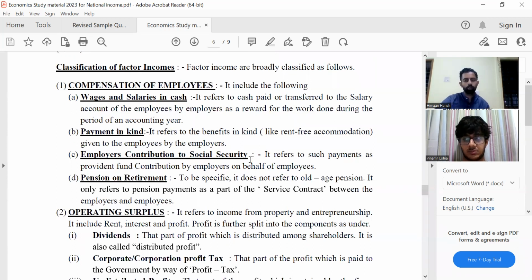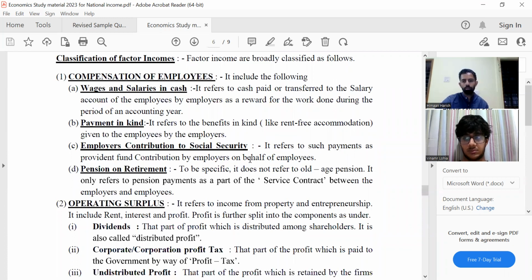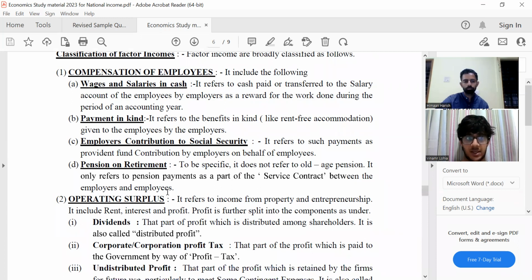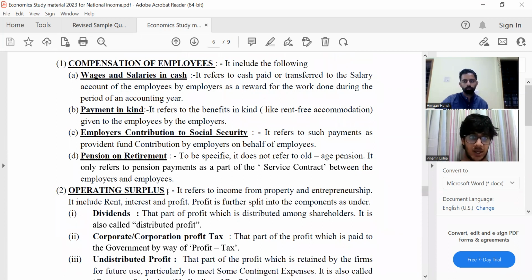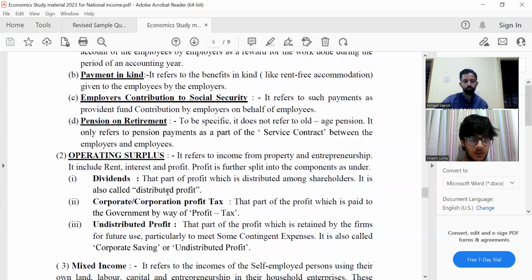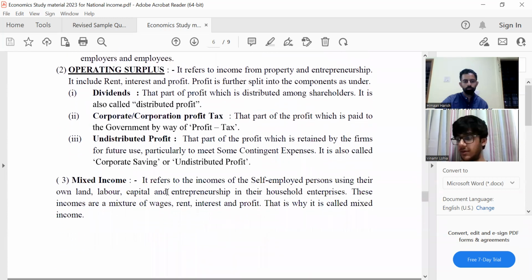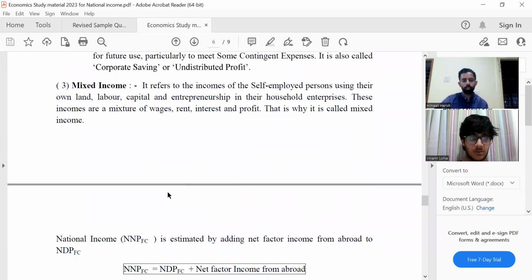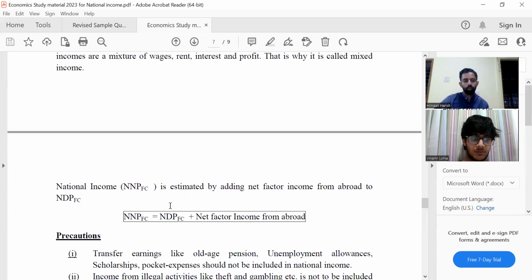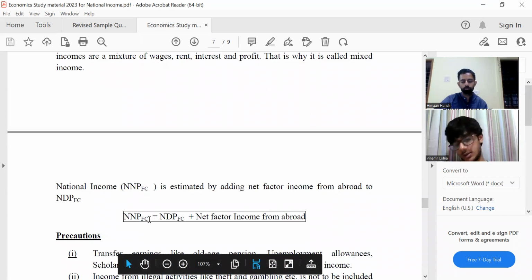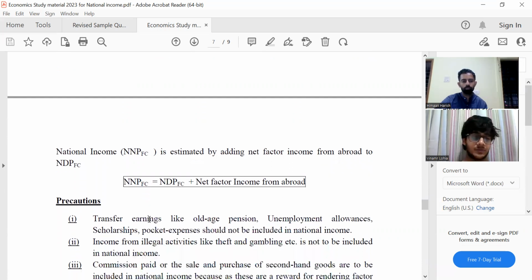So, are these relevant to the syllabus? Operating surplus, yes. Compensation of employees, yes. Mixed income, we have nothing. We don't have anything called mixed income. Okay, then we can let it go. And do we have NNP at factor cost? Yes. NDP at factor cost. We have all that.